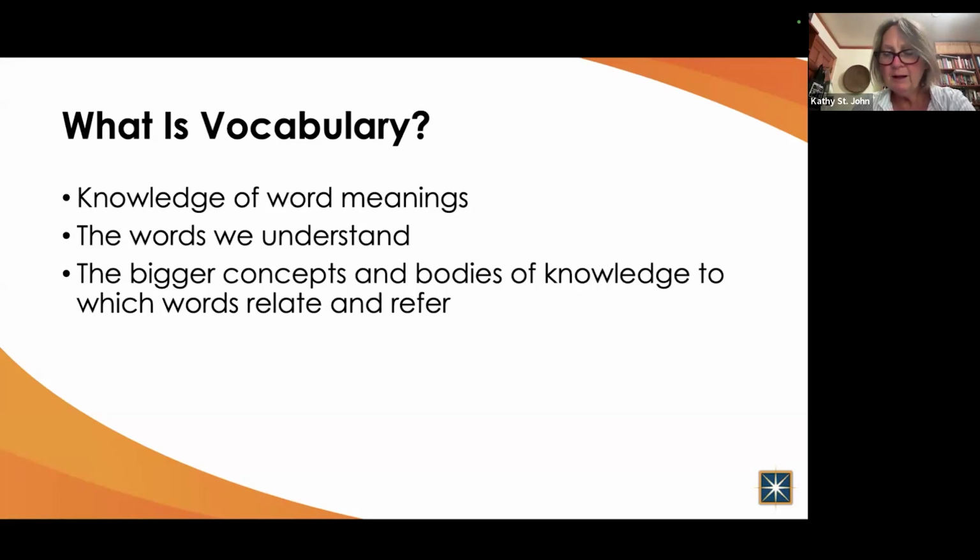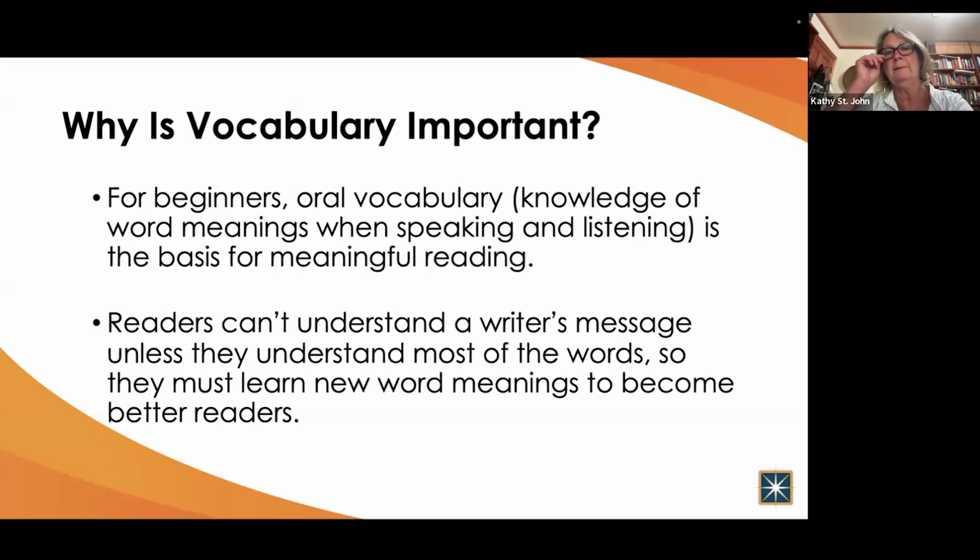So think about that. And it's not just people who weren't born in this country. Folks who grew up in a particular part of this country or didn't have an opportunity for a lot of formal education, they may lack this background knowledge as well. Knowledge of history, social studies, science, things like that. Okay. So why is vocabulary important?